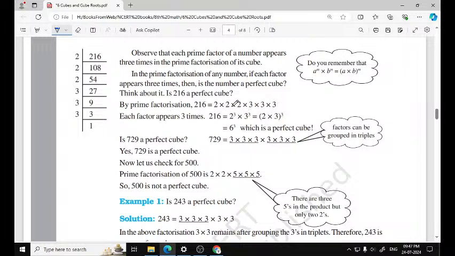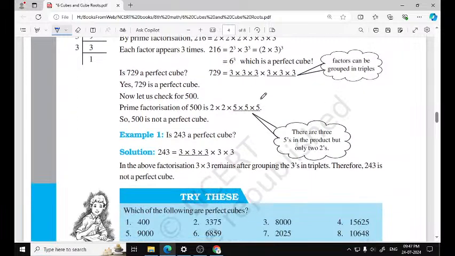By prime factorization, 216 is 2 into 2 into 2 into 3 into 3 into 3. So it is 2 cube into 3 cube, 6 cube. 216 is 6 cube, which is a perfect cube. Factors can be grouped in triplets.